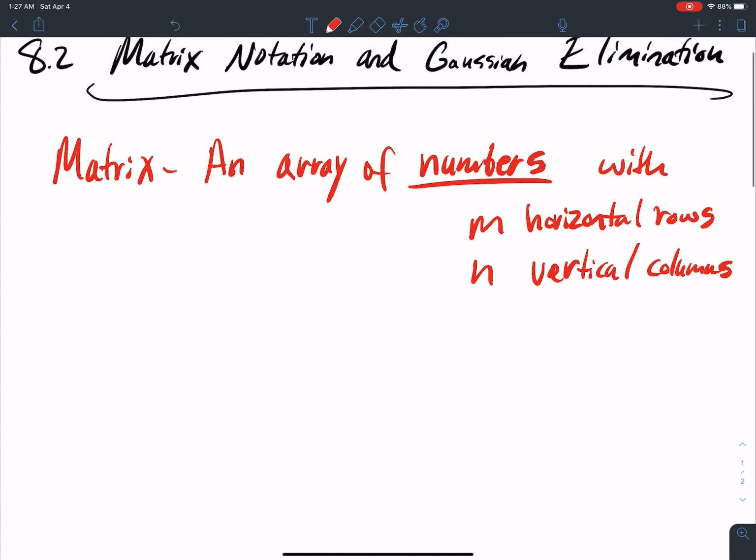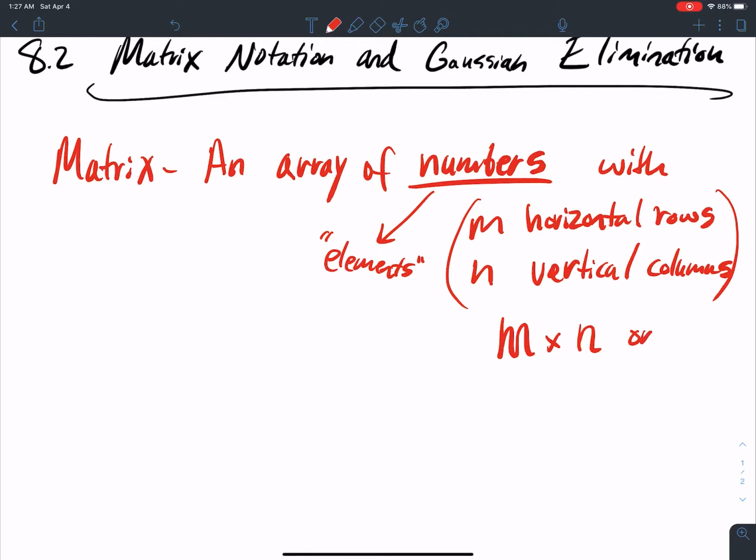Okay, so the numbers in the array, those are called elements. So if you are asked to find an element in the matrix, that's one of the numbers in the matrix. If you have m rows and n columns, they call this an m by n order. So if you're asked to find the order of the matrix, it's how many rows times how many columns. So rows by column.